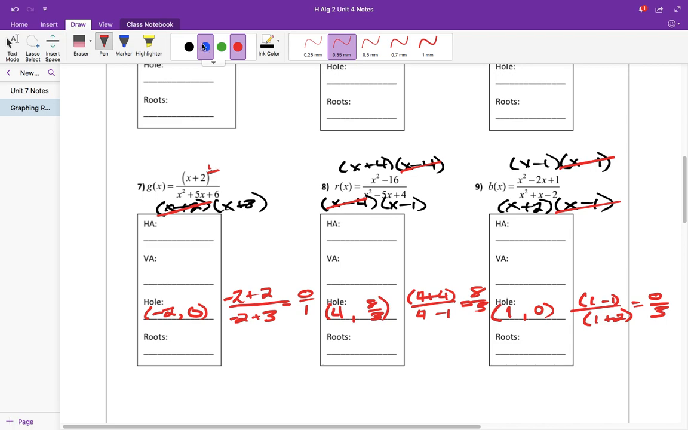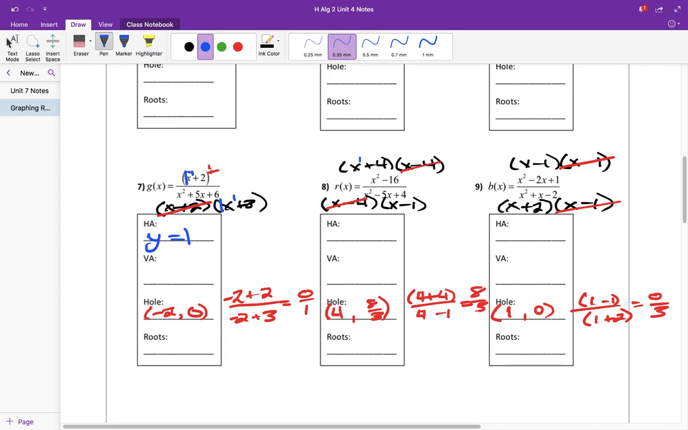Okay, horizontal asymptotes. Remember, for horizontal asymptotes, you need to look at the degree of your numerator and denominator. Here, the degree of my numerator is 1. The degree of the denominator is 1. They're the same, so I look at my coefficients, which is going to be 1 over 1. So my horizontal asymptote is y equals 1.